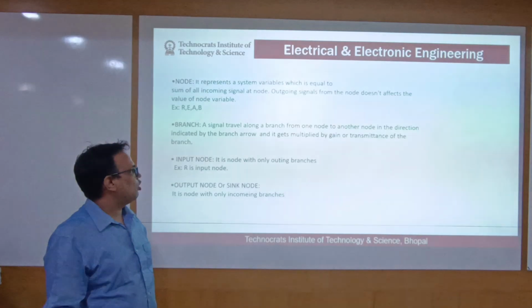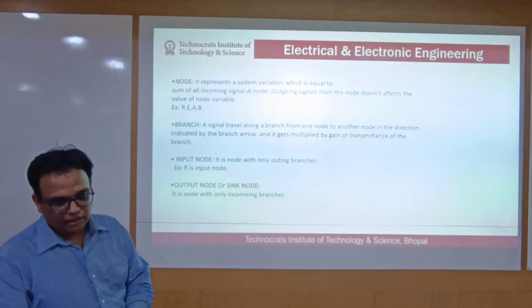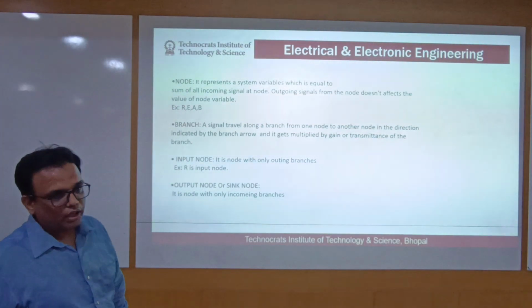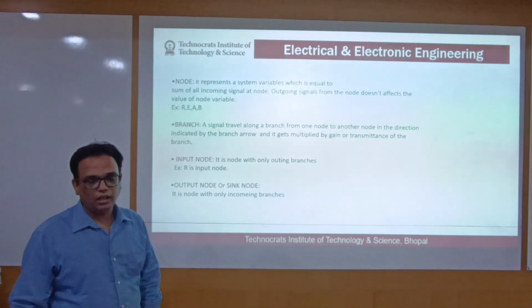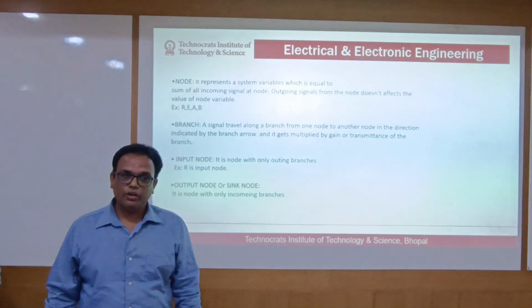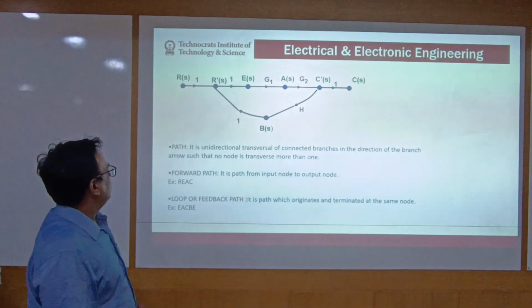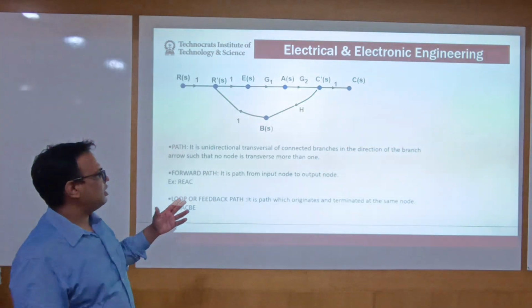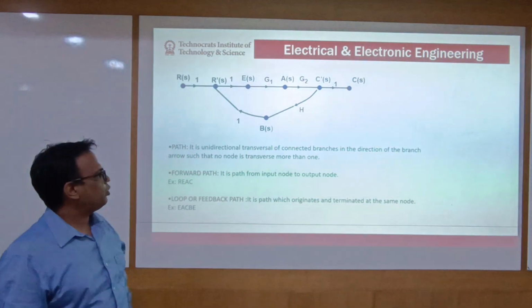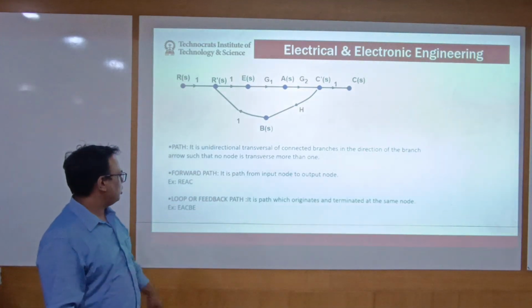Branches: a signal travels along a branch from one node to another node in a direction indicated by the branch arrow. Input node: a node with only outgoing branches. Output node: a node with only incoming branches. Path is a unidirectional traversed connected branch between the input and output node. Forward path is a path from the input node to the output node.